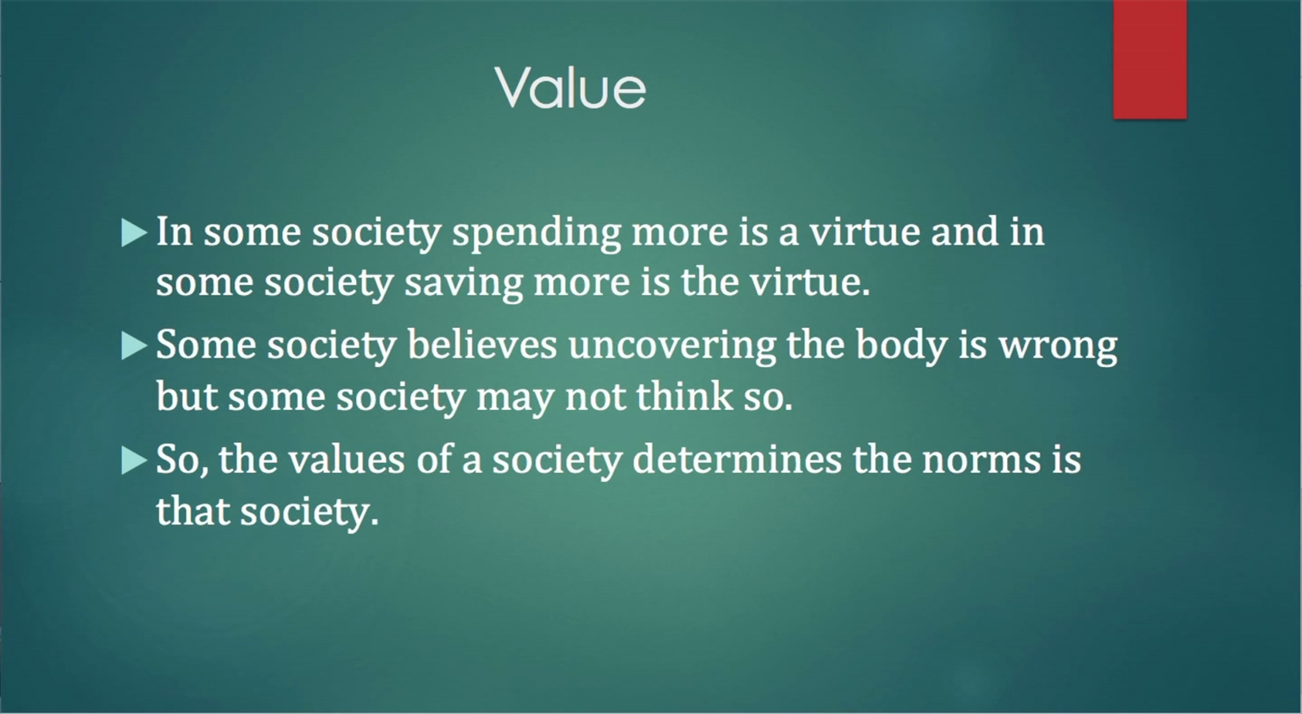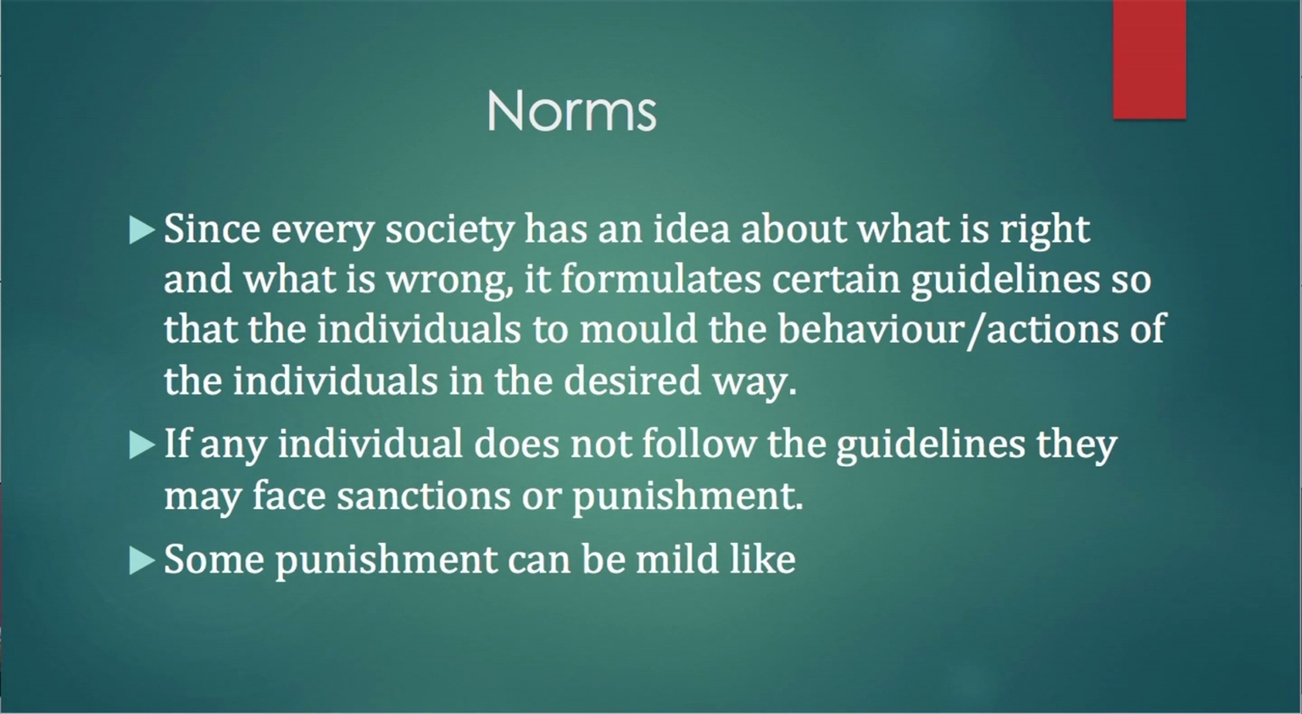Now, what are norms? Since every society has an idea about what is right and what is wrong, it formulates certain guidelines so that the individual's behavior can be molded accordingly or in the desired way. If an individual does not follow the guidelines, they may have to face sanctions or punishment. Some punishments can be mild, others can be stricter.